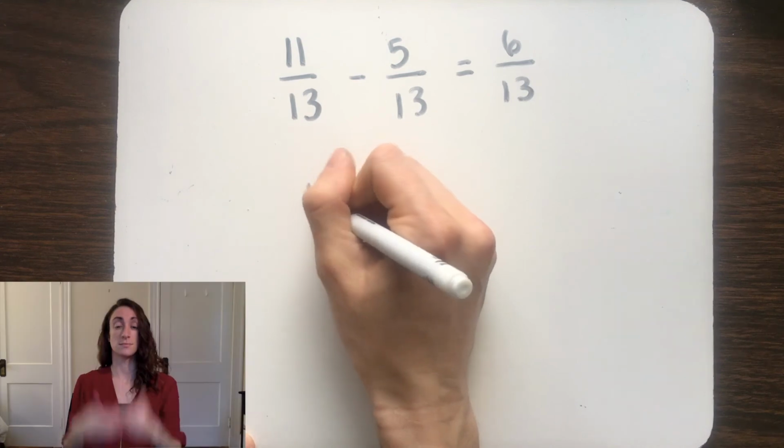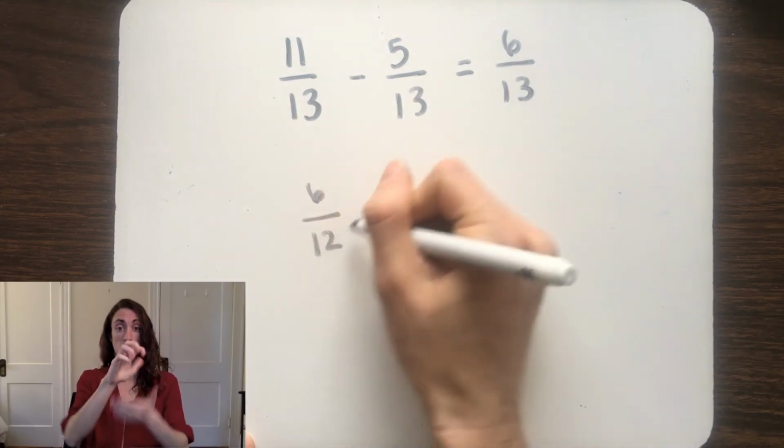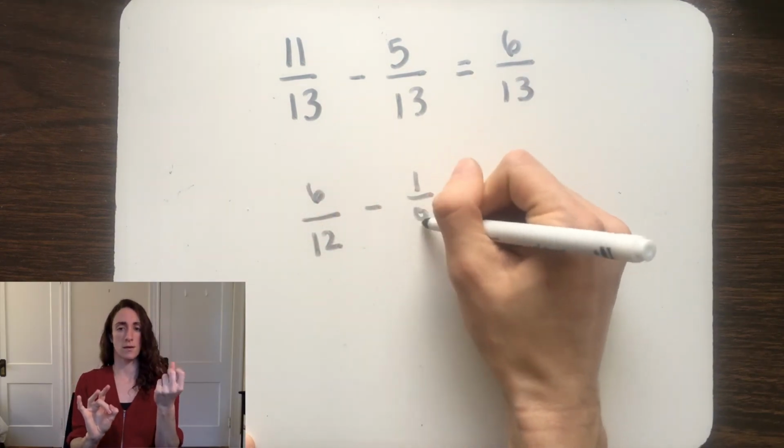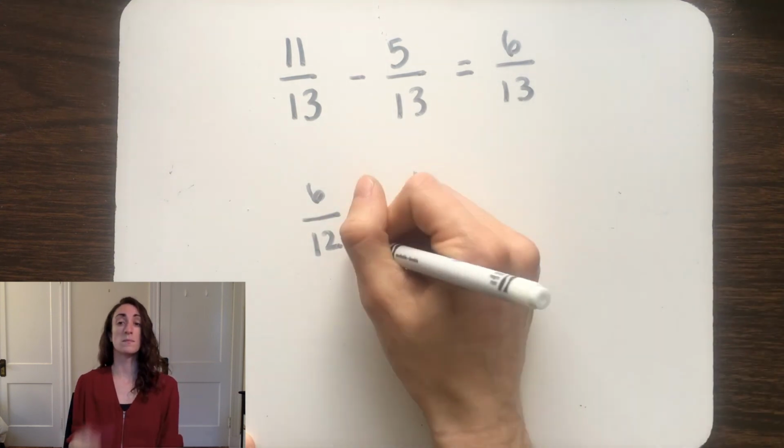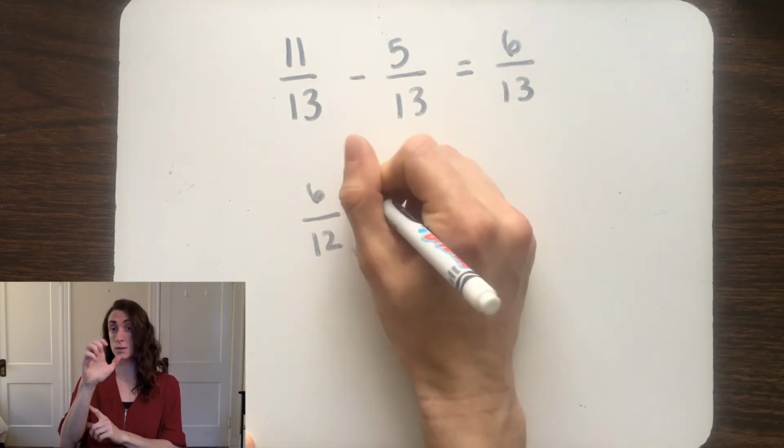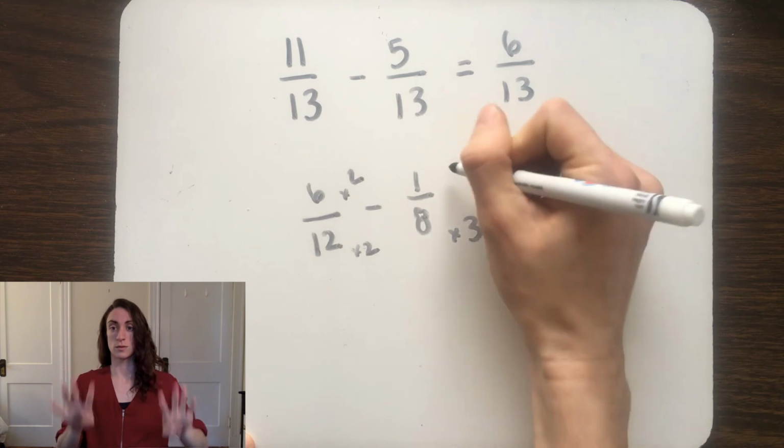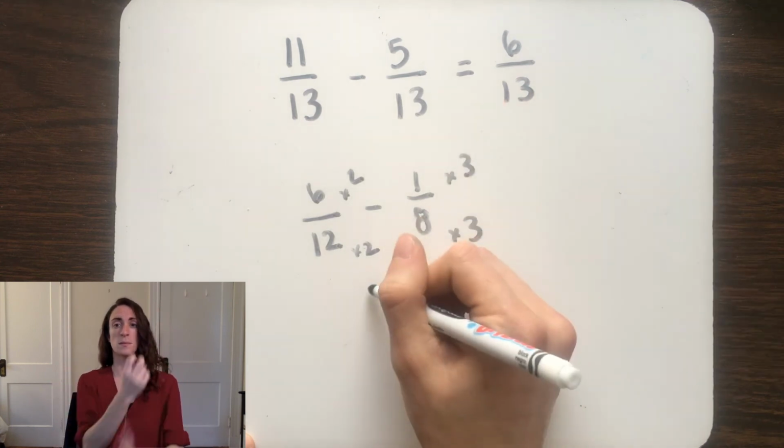Now here's an example with unlike denominators, 6/12 minus 1/8. So we want to get 12 and 8 to a common denominator. The LCM of 12 and 8 is 24, so we can go ahead and multiply 6 and 12 by 2 and 1 and 8 by 3.